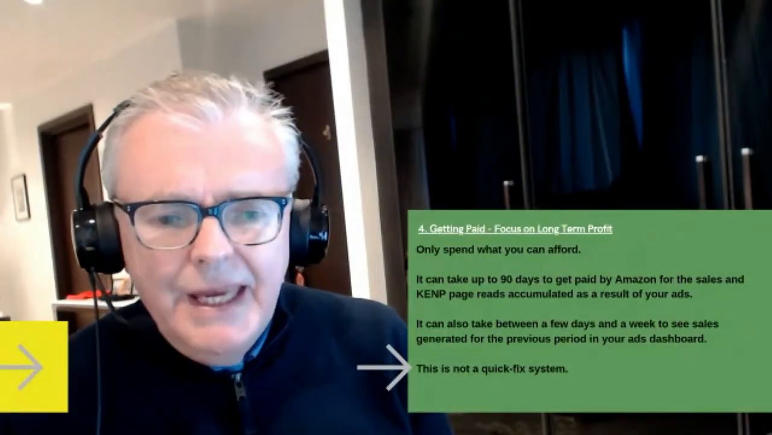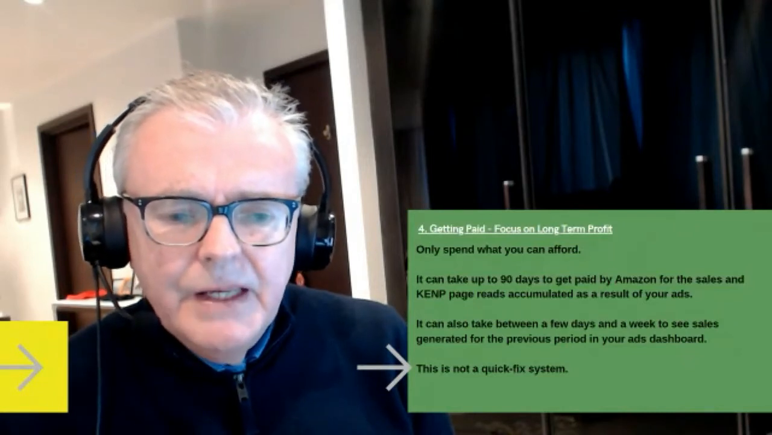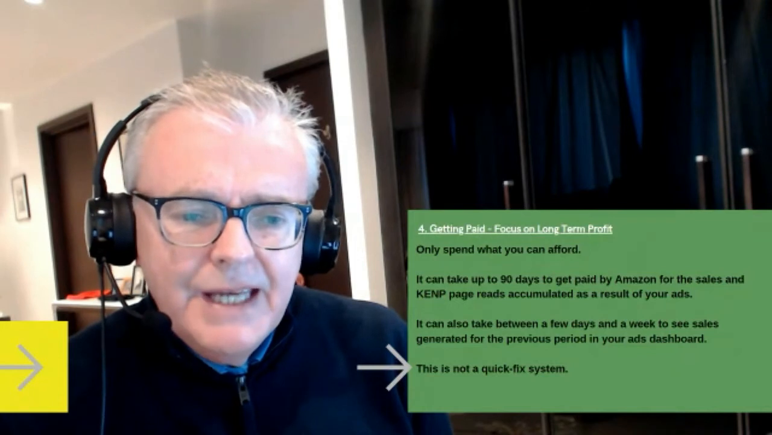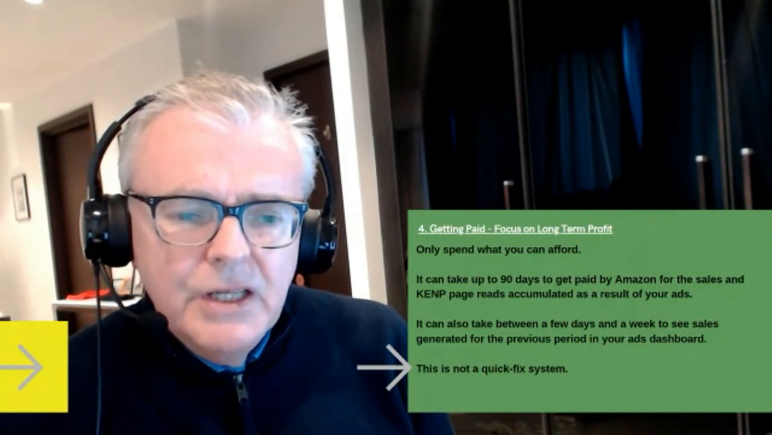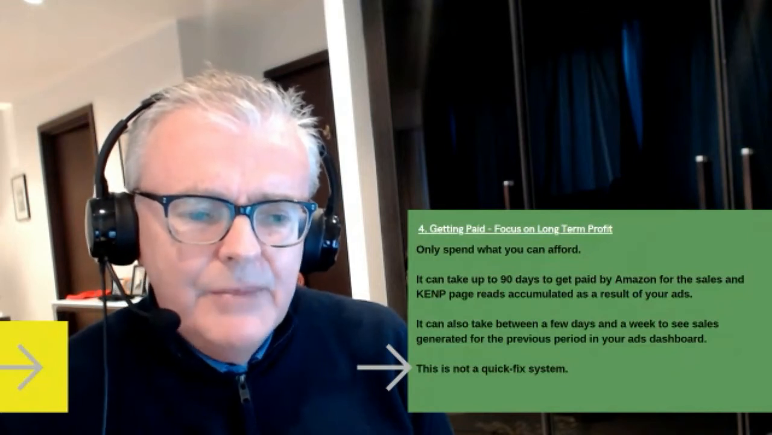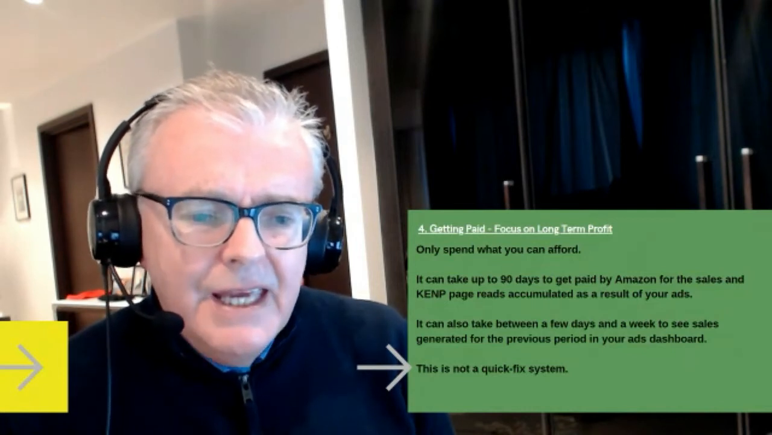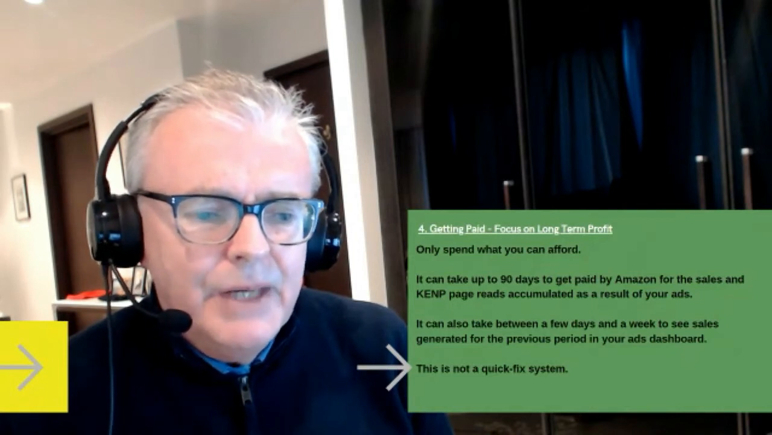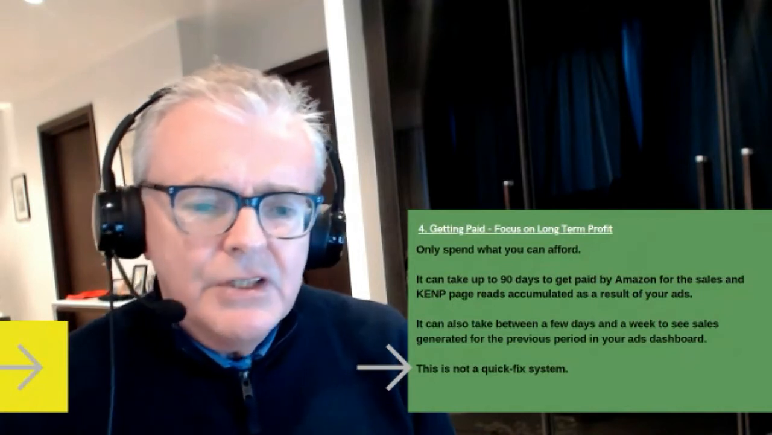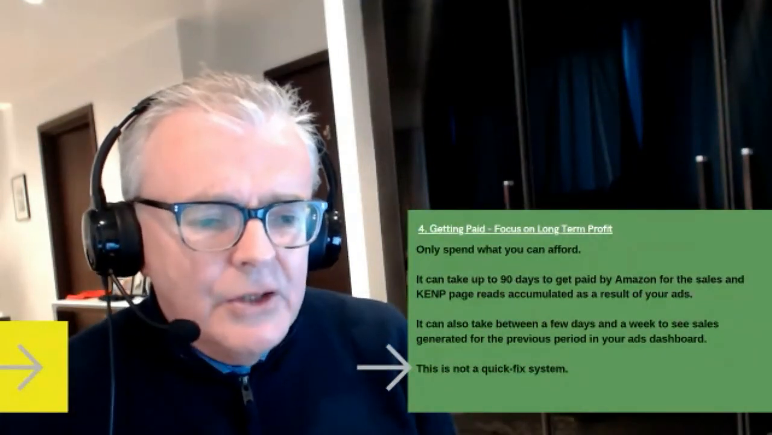you don't get paid at the end of that month. You get paid at the end of the following month. So it's not immediate payment from your ads. You've got to be careful. It can take up to 90 days to get paid by Amazon for the sales and KENP page reads accumulated as a result of your ads. So that's how long it can take.